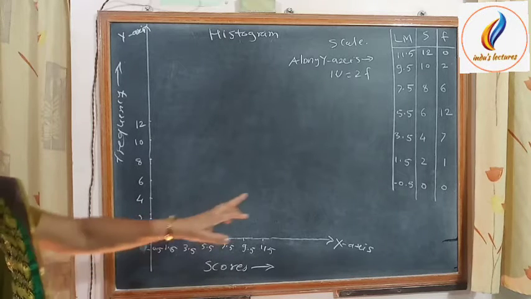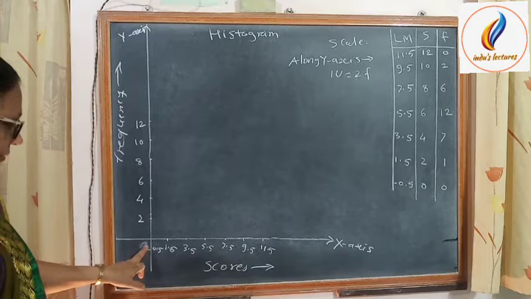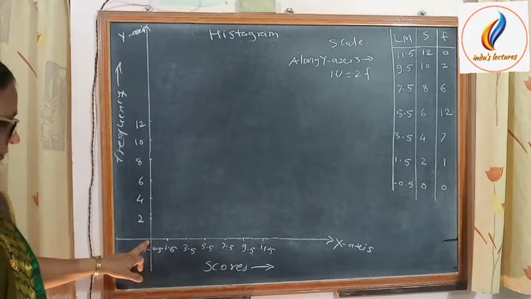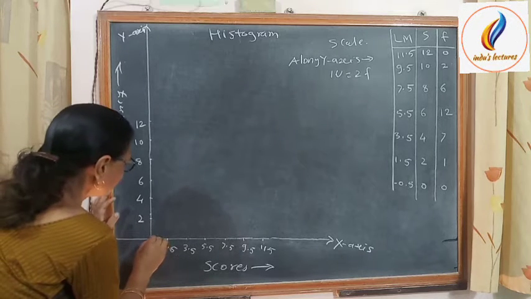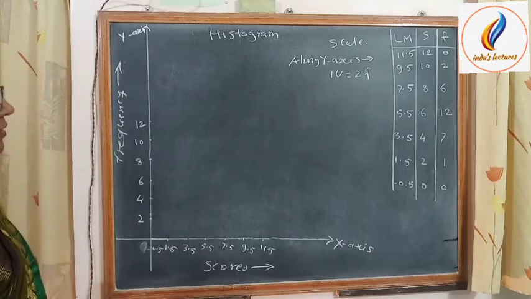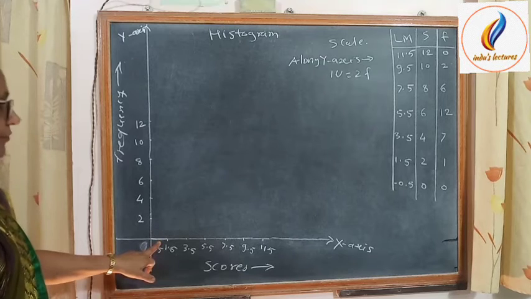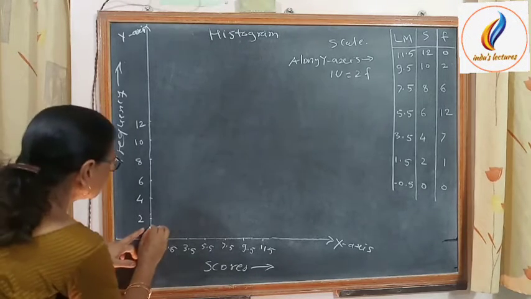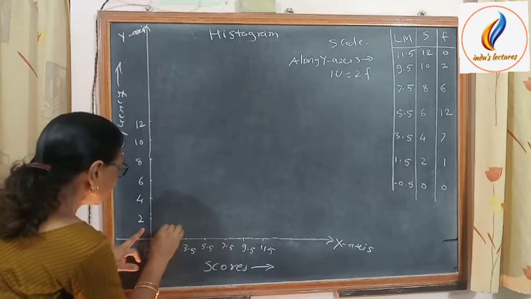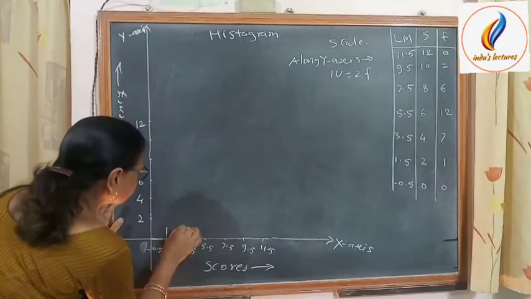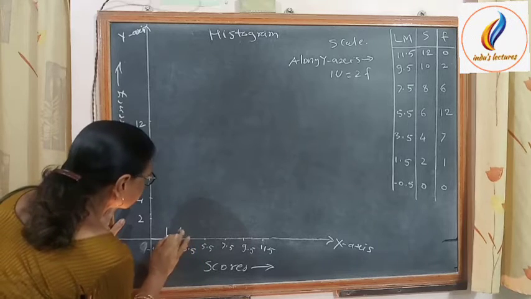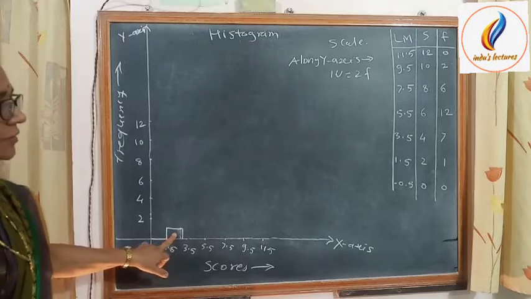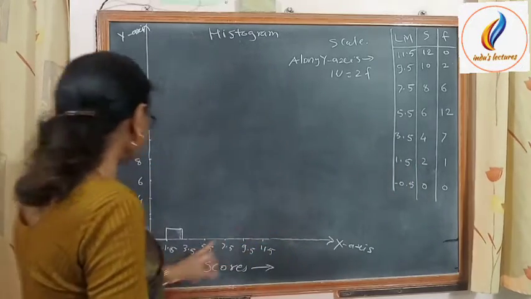Now for the extra class interval, the lower limit is minus 0.5. We have taken it at the point of intersection of the axes. So this is the bar for the extra class interval, and because its frequency is 0, there is no height. Now for the next score 2, the frequency is 1. So consider this point 1 and draw the bar showing the first score 2.